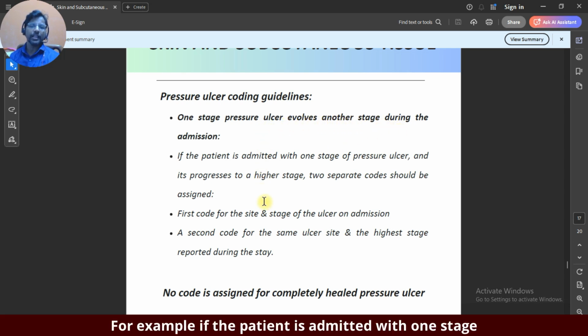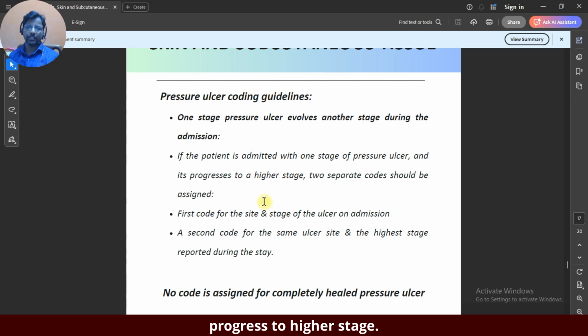Next guideline: one stage of pressure ulcer evolves into another stage during the admission. For example, if the patient is admitted with one stage of pressure ulcer and it progresses to a higher stage, two separate codes should be assigned. First, the code for the site and stage of the ulcer on admission. Next, a second code for the same ulcer site and the highest stage reported during the stay.